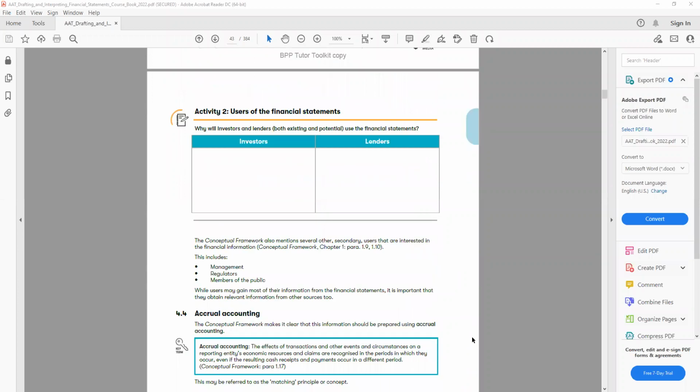Then you have users of the financial statement. So why do investors and lenders use the financial statement? This is an old topic. Why does the investor need to look at our financial statement? Because the investor likes to see the performance.